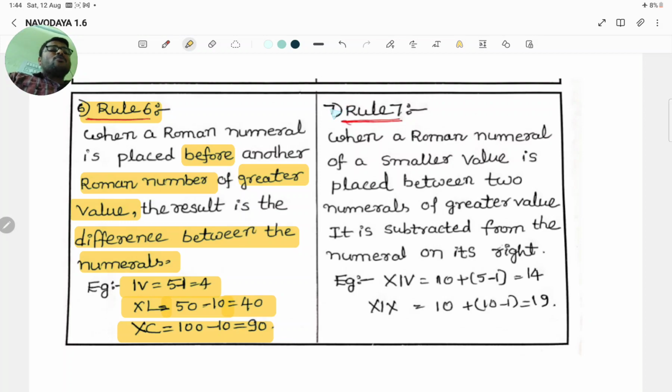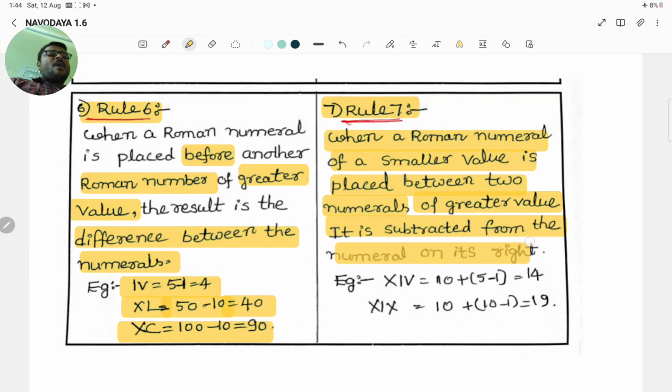Next, when we observe rule number 7: when a Roman numeral of a smaller value is placed between two numerals of greater value, it is subtracted from the numeral on its right. According to rule number 7, when one Roman numeral lies between two Roman numerals, we have to subtract that numeral from the Roman numeral on the right side.